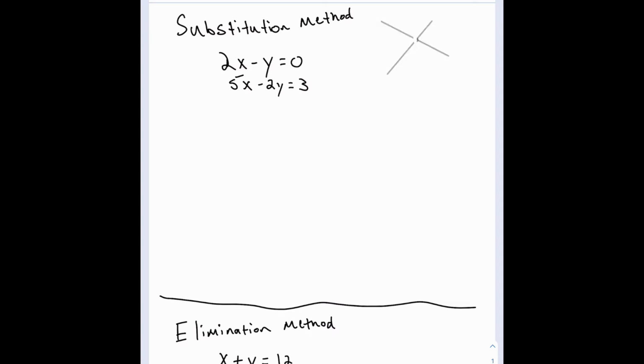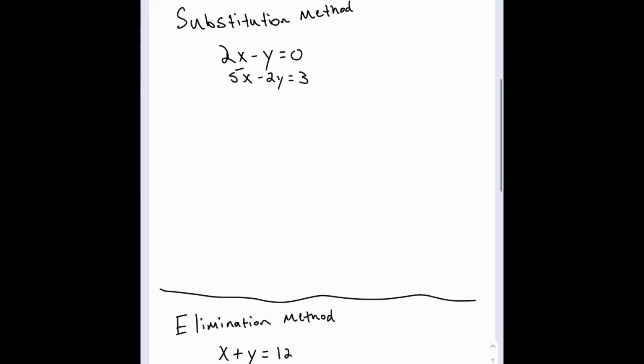And remember that there are two main ways in which we can solve systems of equations. The first way is the substitution method, and the second way is the elimination method. But first, let's take a look at the substitution method. We're given this system of equations: 2x minus y equals 0, and 5x minus 2y equals 3.